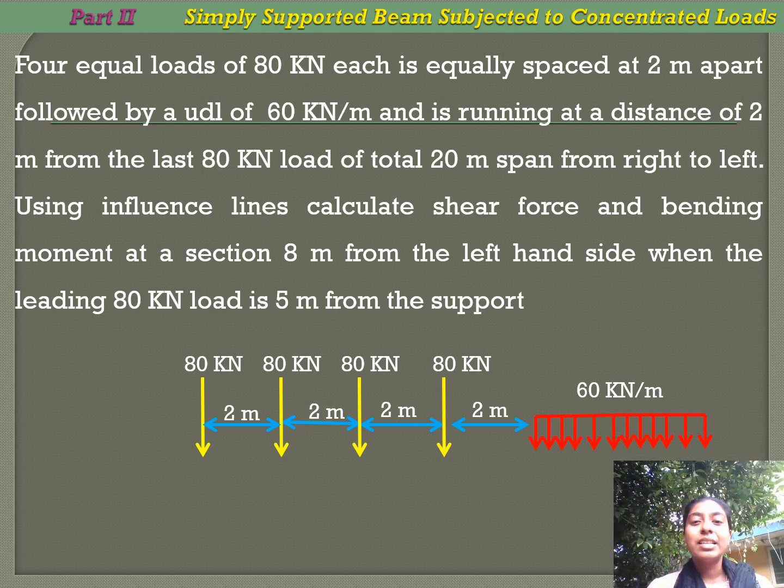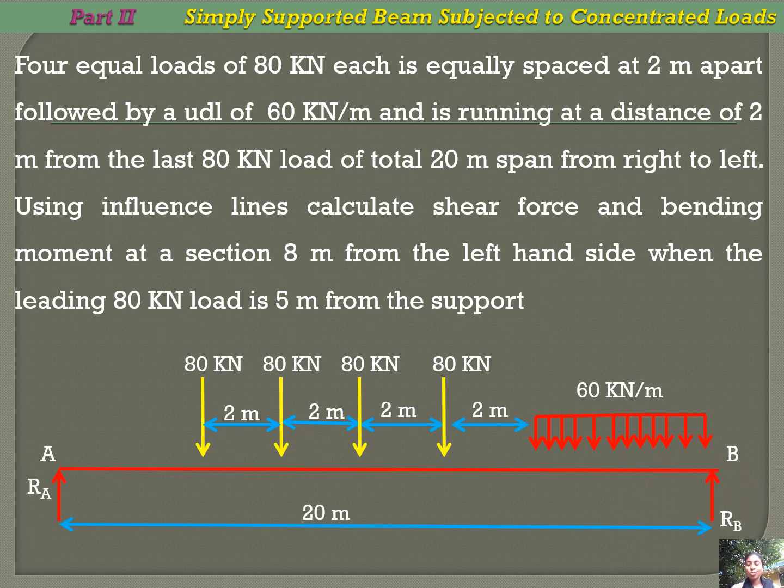Now the next condition given is that the total span length is 20 meter, and the load is traveling from right to left. So the total span length is 20 meter. We will draw the span now. So we have a 20 meter span.